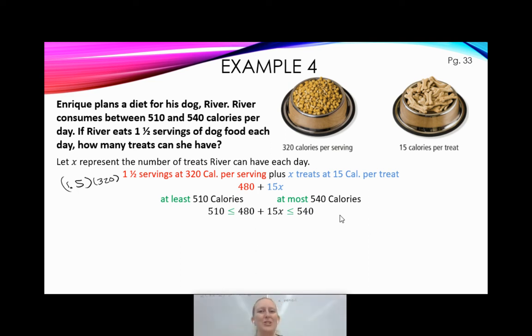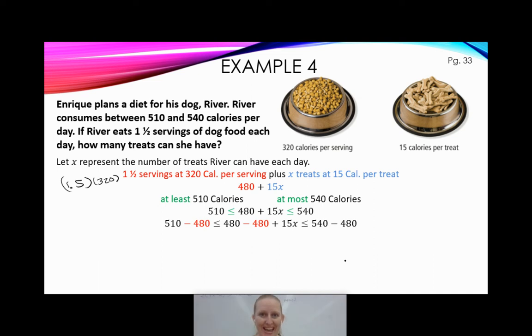You remember the rule, what you do to one side, you must do to the other? That still applies here, only now I've got the middle, the left side, and the right side. I can do this. So if I want to get x alone, watch, this is so cool. I'm going to subtract 480. But if I subtract it in the middle, I also need to subtract 480 on the left, and I need to subtract 480 on the right. So I'm going to do 510 minus 480, 480 minus 480 plus 15x, and 540 minus 480.